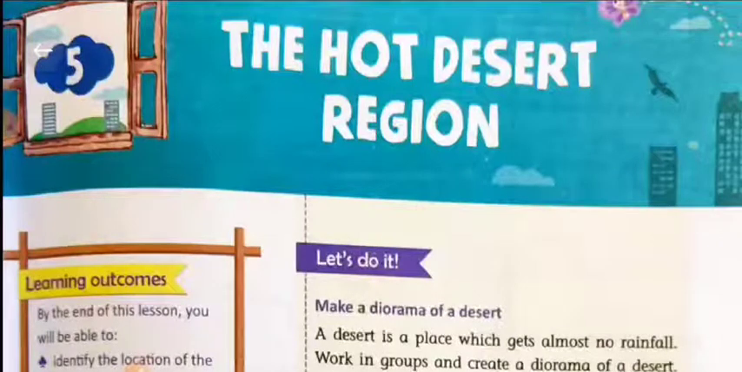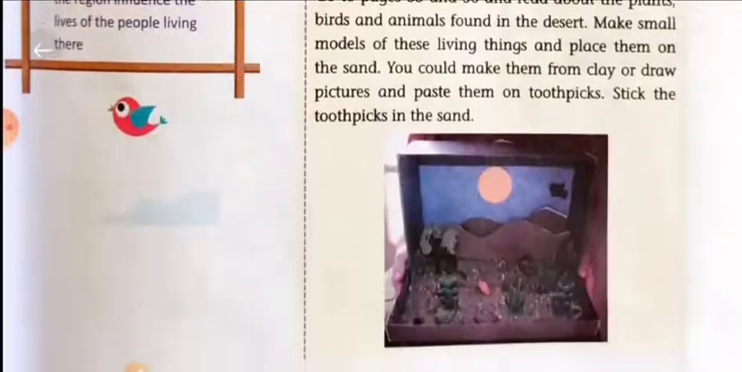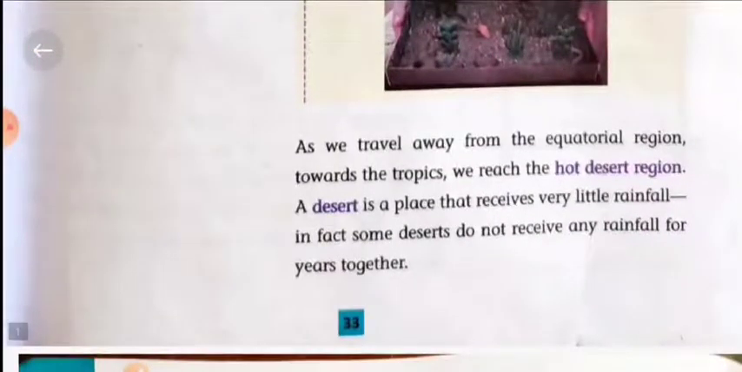Hello student, I am Sandeep Singh, your SST teacher, and today I am going to explain about the hot desert region. Students, as you know, we are studying the different regions which lie in the world. In this series we have already explained the equatorial region. The next point is the hot desert region in the world. So let's start now. First we look at the desert. A desert is a place which gets almost no rainfall. A place where there is no rainfall is called a desert.